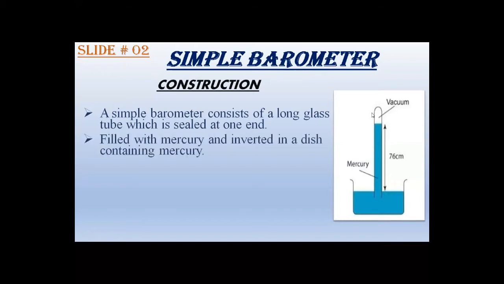The tube is filled with mercury and inverted in a dish containing mercury. So this long glass tube is filled with mercury, and it is inverted in a dish which also contains mercury.